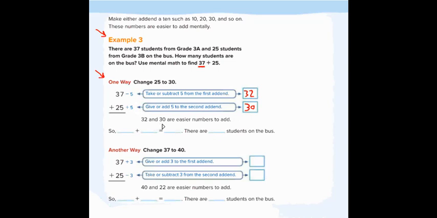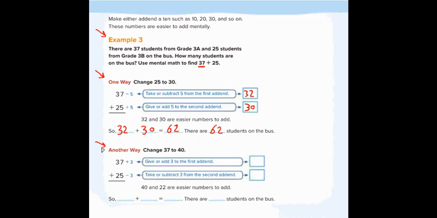Now 32 and 30 are easier numbers to add. 32 plus 30 equals what? Yes, equals 62. So there are 62 students on the bus. Adding 32 and 30 is easier than adding 37 and 25. When you add 37 and 25, you have to regroup because 7 plus 5 is what? It is 12. So you will write 2 and carry 1. So adding 32 and 30 is easier.